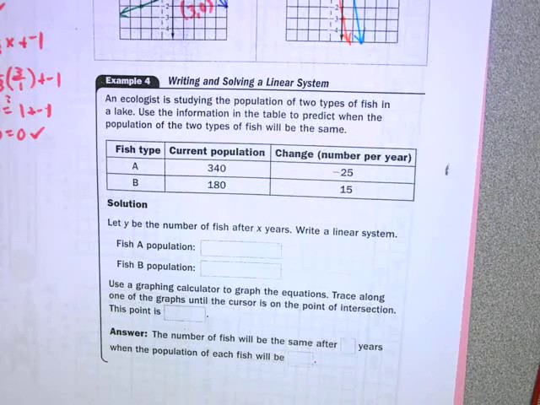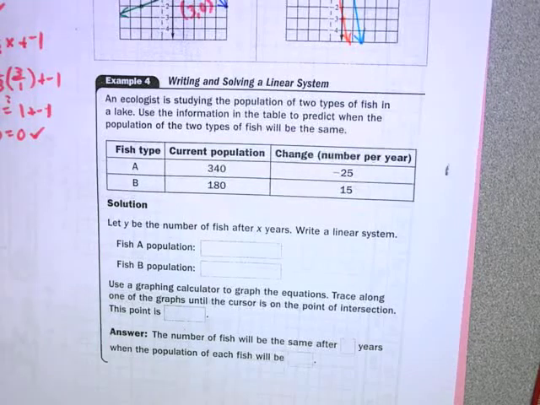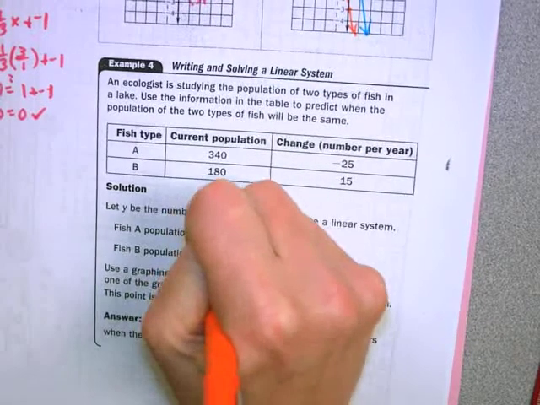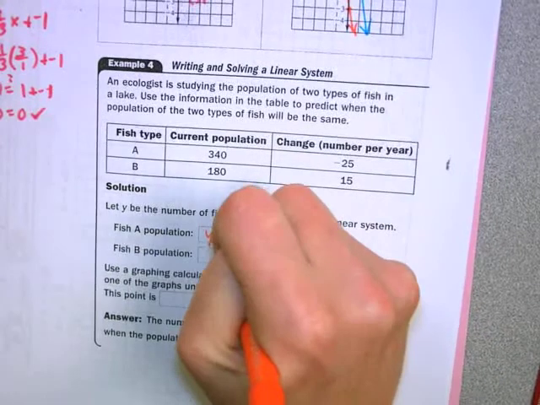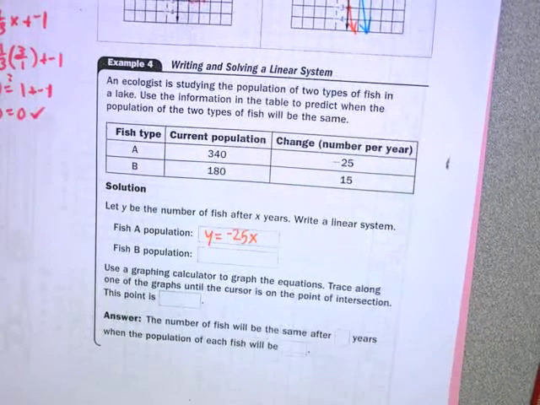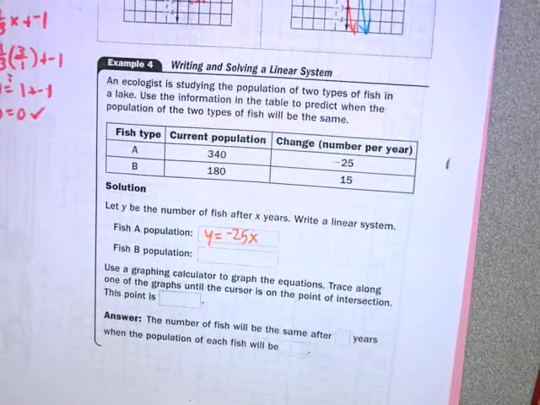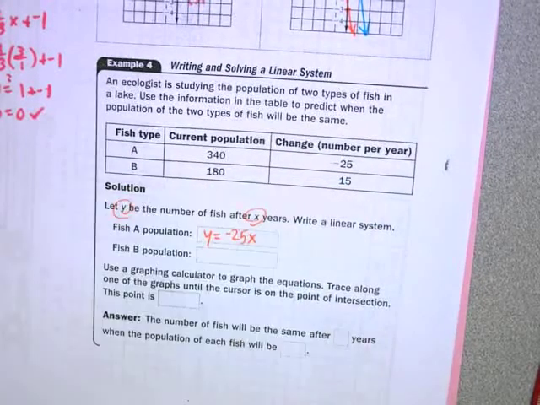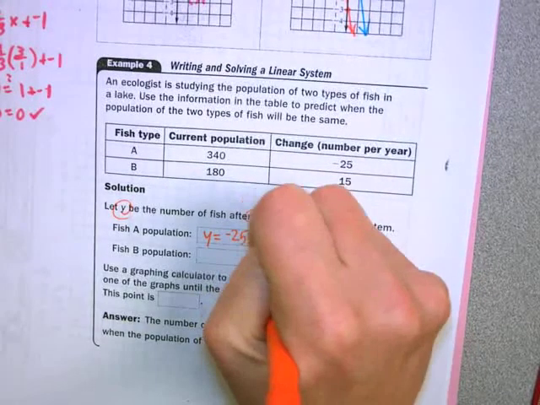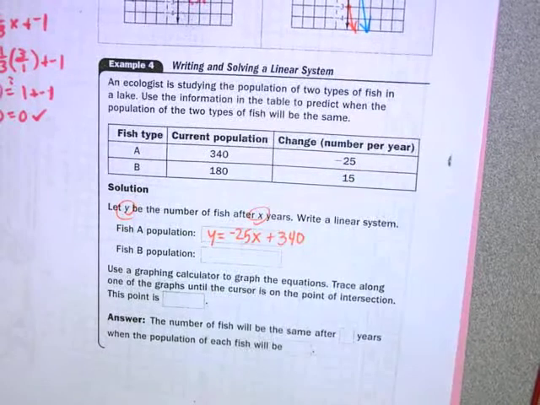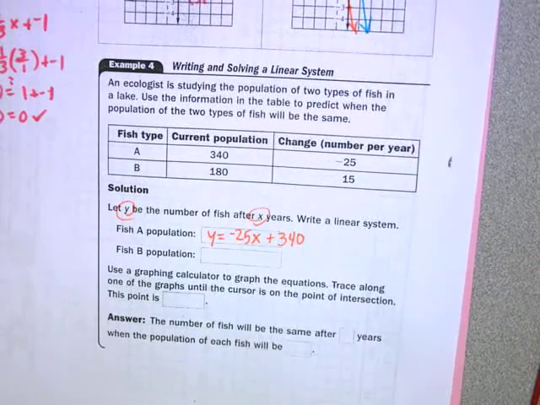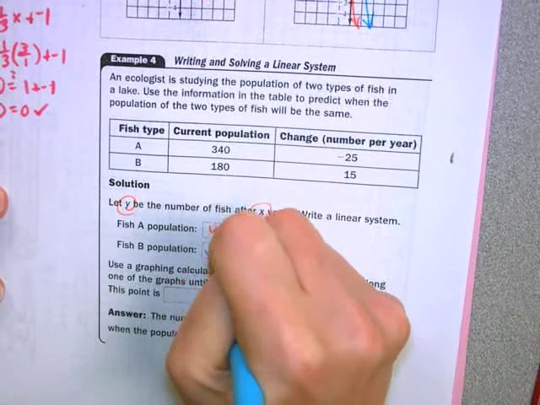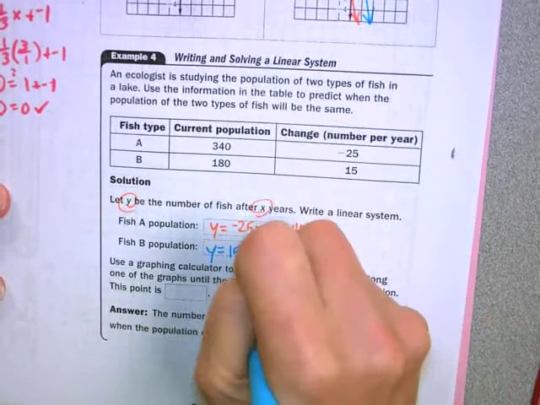So for fish population A, we're going to write a linear equation to model that. So we'll say y equals -25x, because the slope, the change, is going down 25 each year, and it's x years. y is the number of fish, okay? And we started off with 340. The second one, fish type B, y equals, what's the change? 15 per year, going up, and we only had 180.